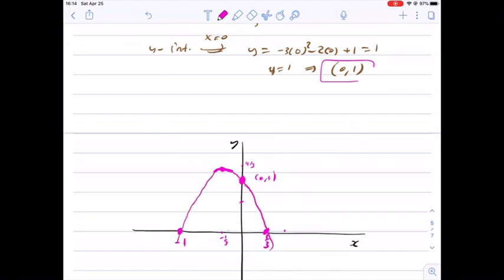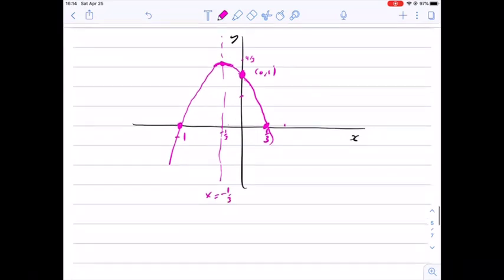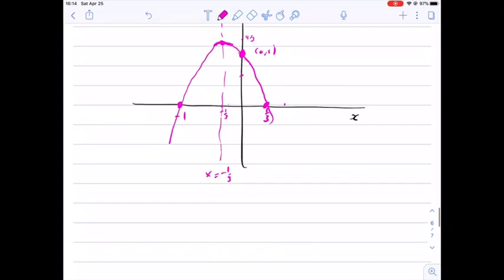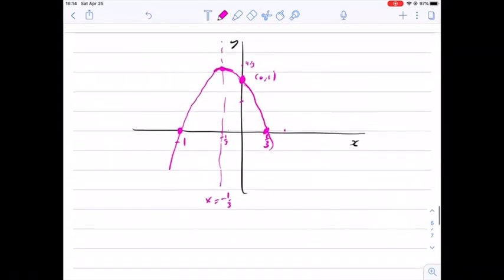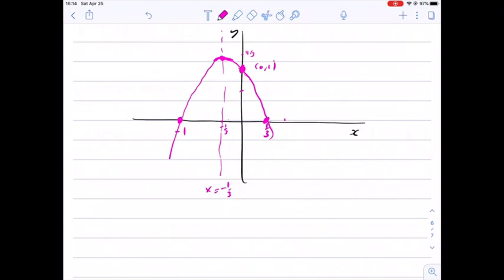As you can see, this is the graph of the function, and the axis of symmetry is x equals negative 1/3. So this is the graph of our function. We can apply this to different functions, but this is pretty much the idea of completing the square and converting from the general form to the standard form.